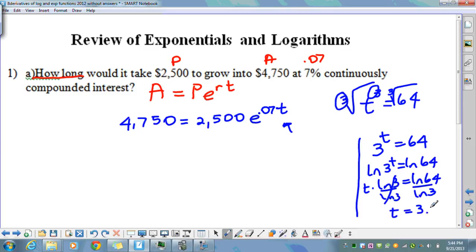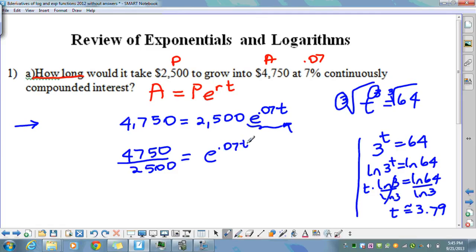So 3.79 to be more exact is the t value there. Now in this situation, for our original question, before we can apply natural log, we need to isolate the exponential term. So you would divide, first of all, both sides by 2,500. So let's do it. 4,750 divided by 2,500 equals e to the power of 0.07t.